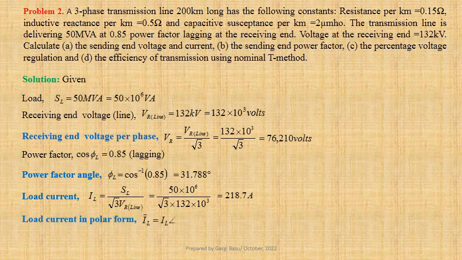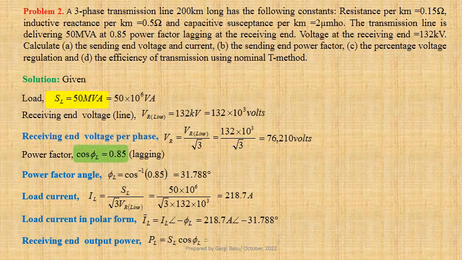Now we shall write down load current in polar form. IL equals IL at an angle minus phi L, that is equal to 218.7 ampere at an angle minus 31.788 degree. Now we shall calculate receiving end output power. PL equals SL into cos phi L. Using values we get 50 into 0.85, that is equal to 42.5 megawatt.